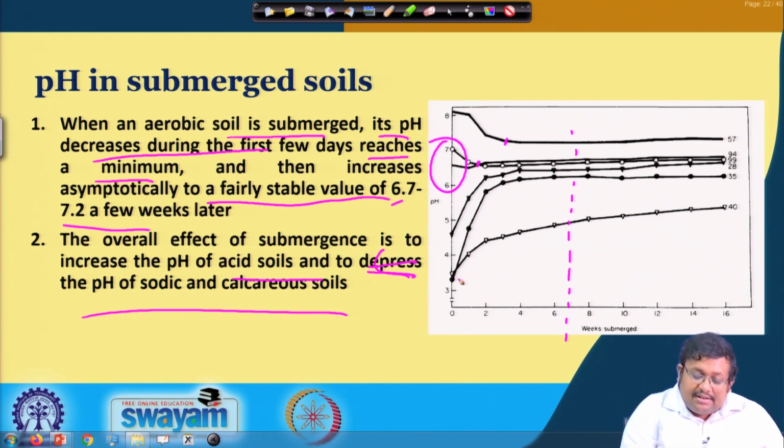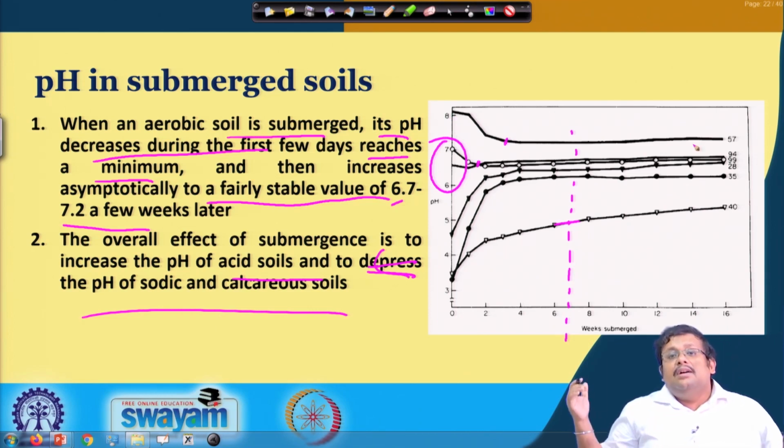As you can see here, in case of acidic soil, the pH increases after submergence and then reaches stability after 6 to 7 weeks. Similarly, for a calcareous soil with a pH of greater than 8, it will reduce drastically and then reach a kind of plateau or stability.